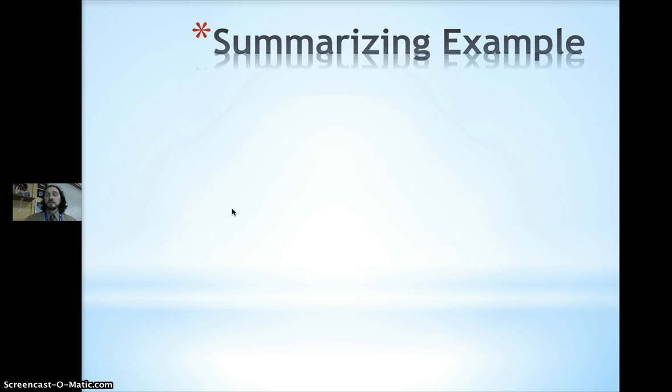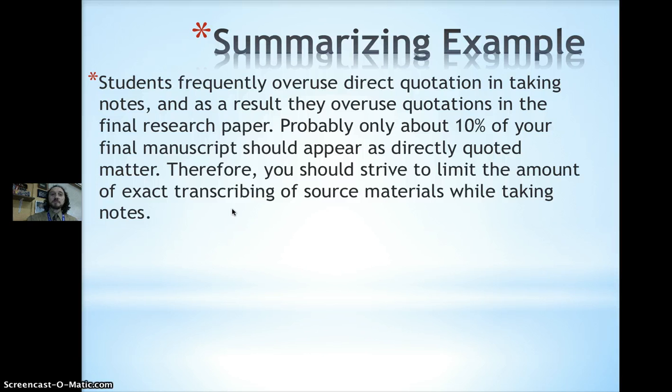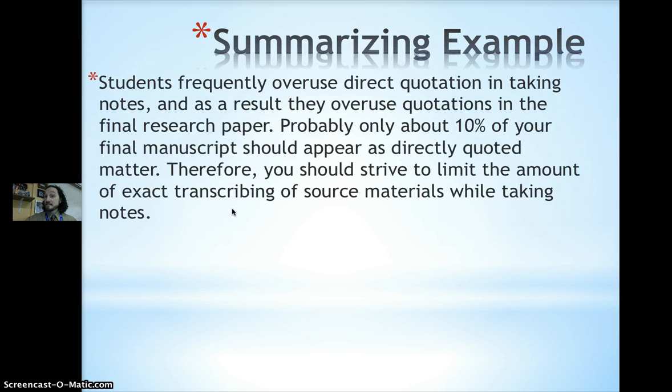Now, here's an example of summarizing. So we can look at the following example. Students frequently overuse direct quotation in taking notes, and as a result, they overuse quotations in the final research paper. Probably only about 10% of your final manuscript should appear as directly quoted material. Therefore, you should strive to limit the amount of exact transcribing of source materials while taking notes. So there is a larger piece of information. And so now let's think about summarizing this and look at what the main ideas are for it.